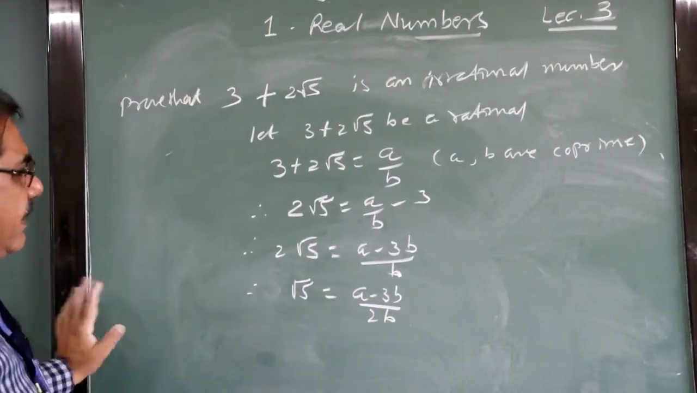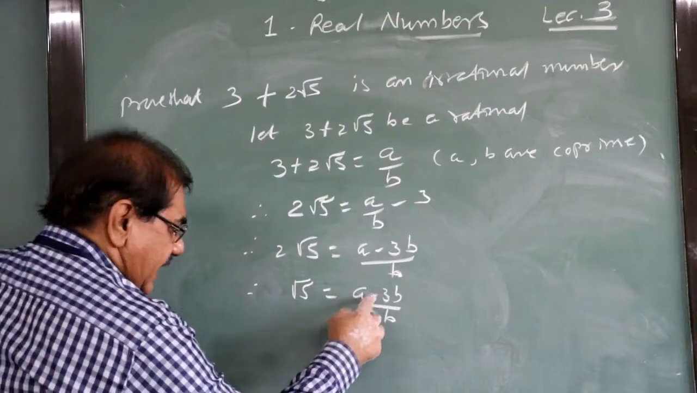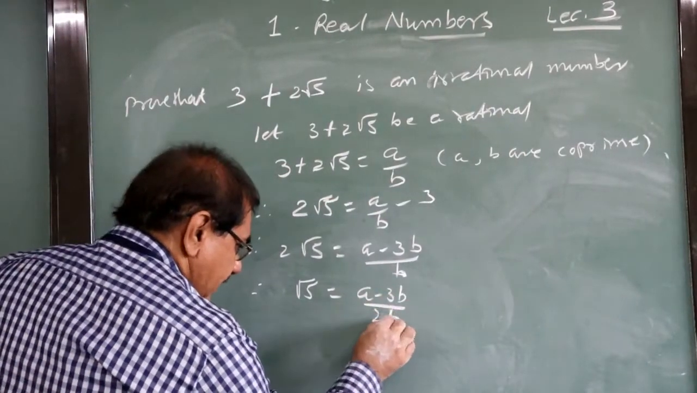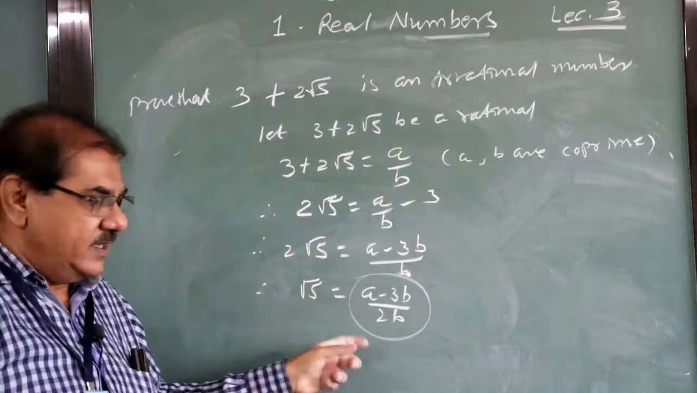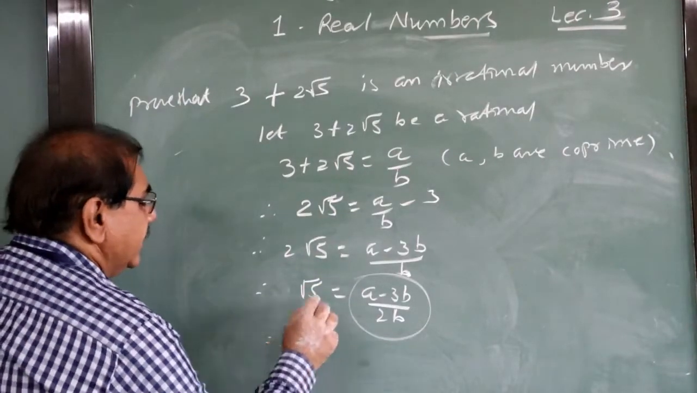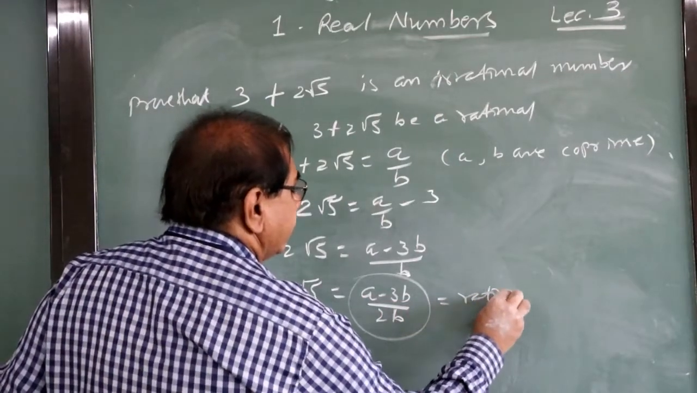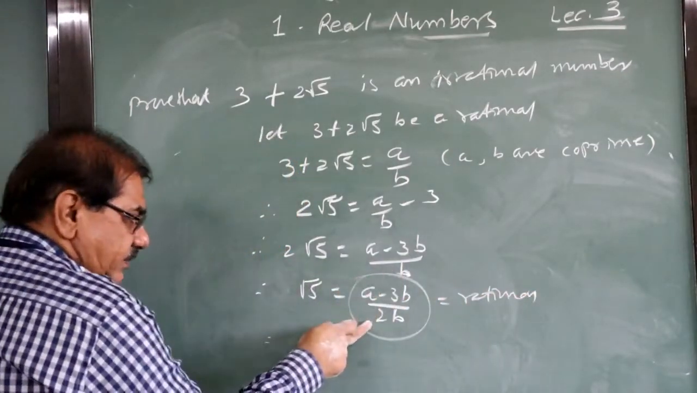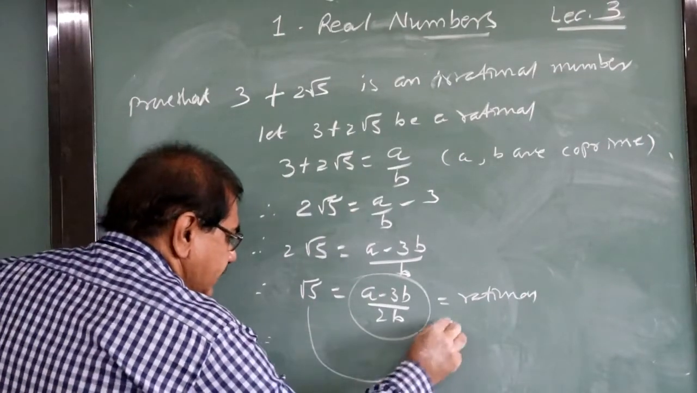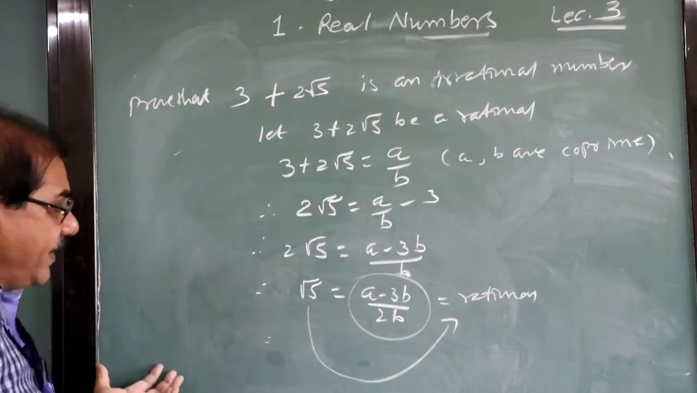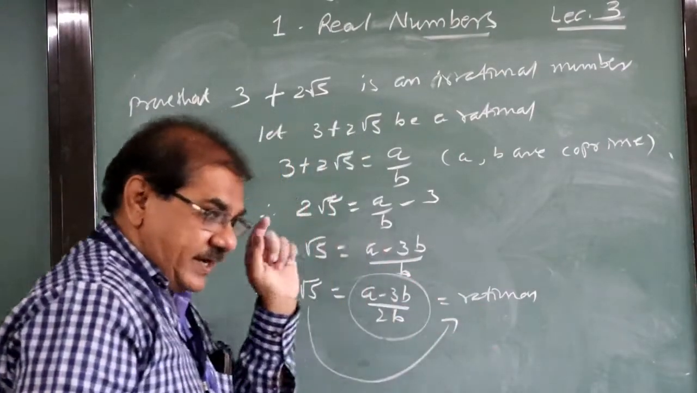Okay. Now remember, a and b both are integers. So (a - 3b)/2b will also be a rational number, integer upon integer. So ultimately, I prove that root 5 is equal to a rational number. But we already know that root 5 is not a rational number. So how is it possible? One side is irrational and the second side is rational. So it is a fault.